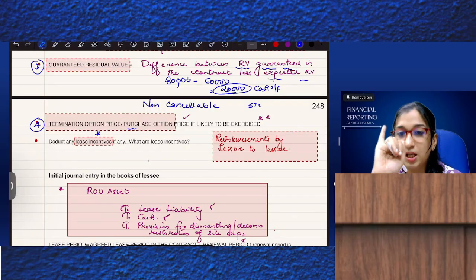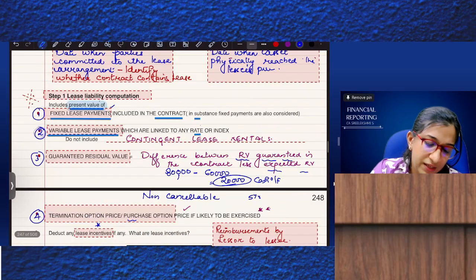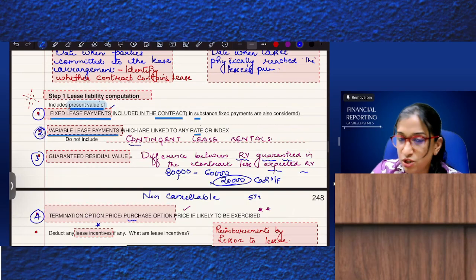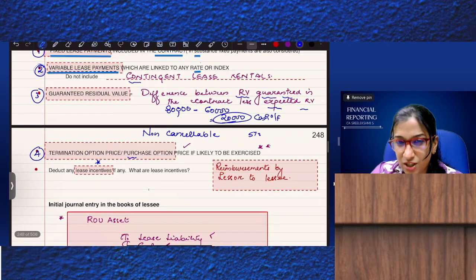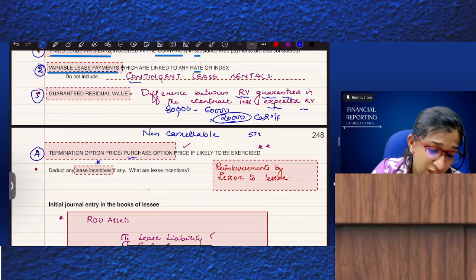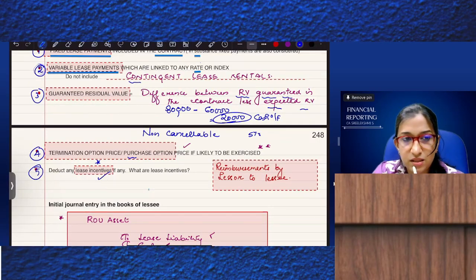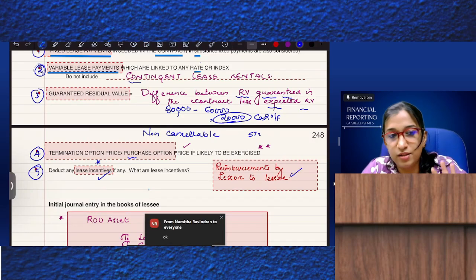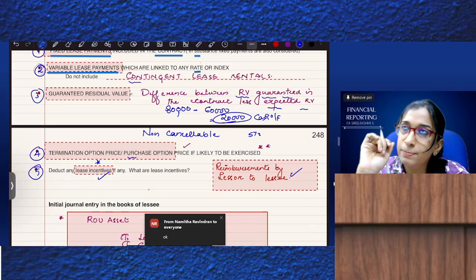Okay. Fixed lease payments, variable lease payments. But when you take variable lease payments, do not take contingent lease rentals. Take guaranteed residual value. Take termination option price or purchase option price, and don't forget to deduct lease incentives, that is, reimbursements by the lessor to the lessee. So these 5 points you should number and study.